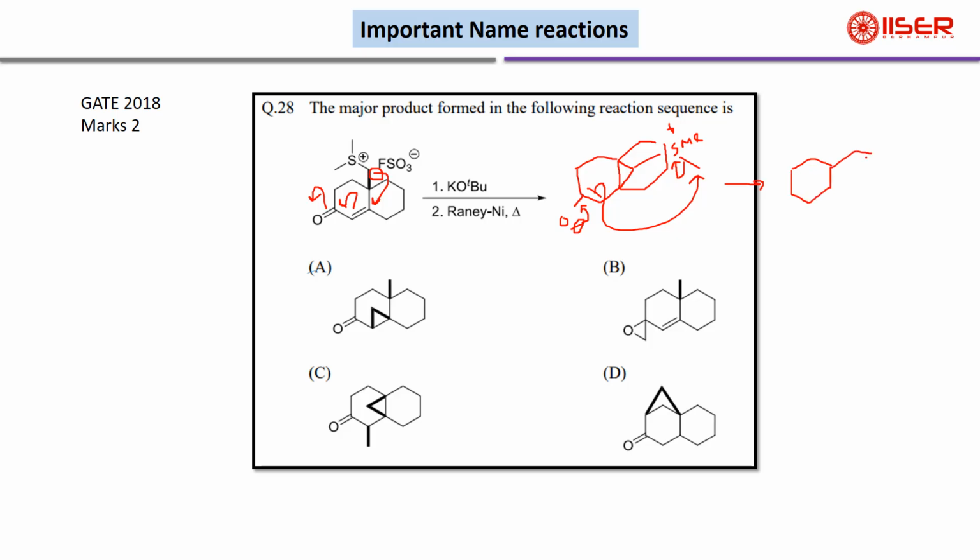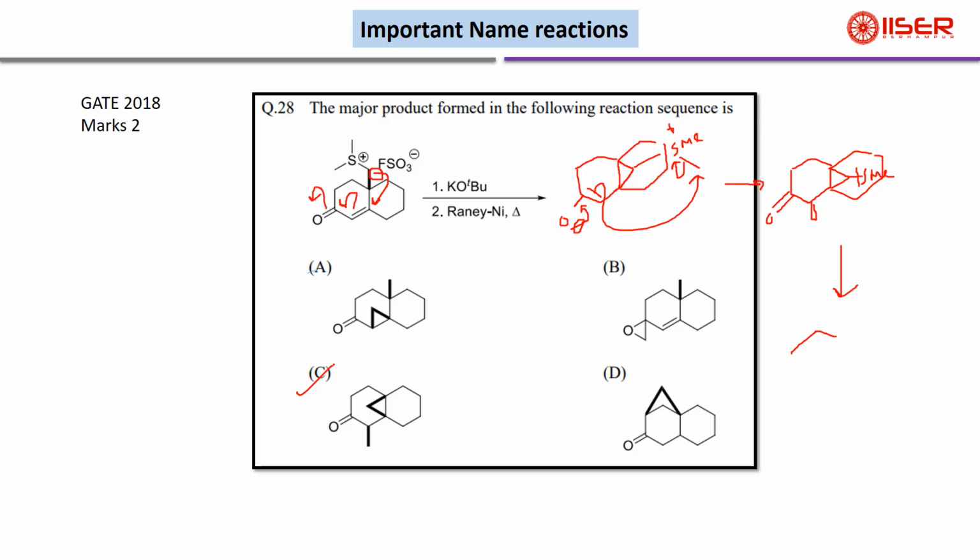Some reactions are substrate specific, right? So this reaction is a bit substrate specific. There will be a methyl group here and a cyclopropane with the sulfur methyl. Now in the next step, if you add Raney nickel, in the presence of Raney nickel, the carbon-sulfur bond always undergoes cleavage. So the product will be this one. The correct option is option C.